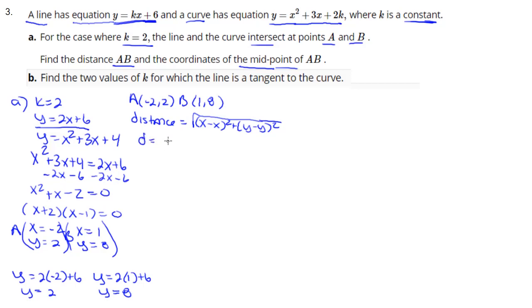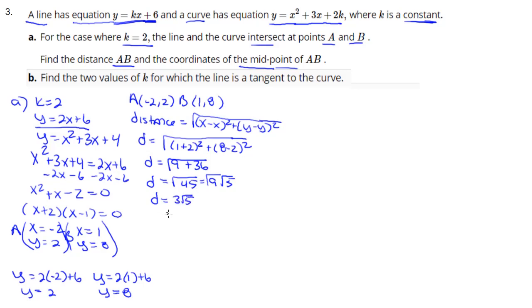Okay, fantastic. So I plug in my points. I've got x's of negative 2 and 1, so 1 minus a negative 2 is plus 2, and then I've got 8 minus 2, and so when I simplify inside there, I'm going to find out that I've got 9 plus 36, or square root of 45. I can reduce that. That's the same thing as square root of 9 times square root of 5, so that's going to be 3 square root of 5. That's going to be my length of AB.